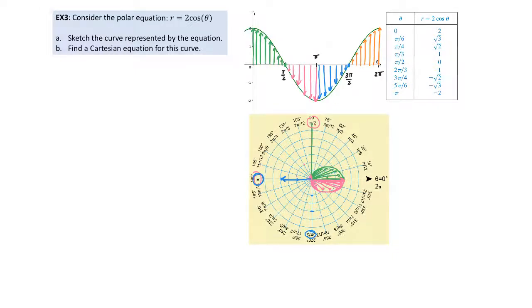And as we go from pi all the way to 3 pi over 2, those rays are going to start getting shorter and shorter and shorter. And at 3 pi over 2, r is equal to 0. So I am at the pole. That means that we're going to have something like this, getting shorter every single time, and then 0 there.